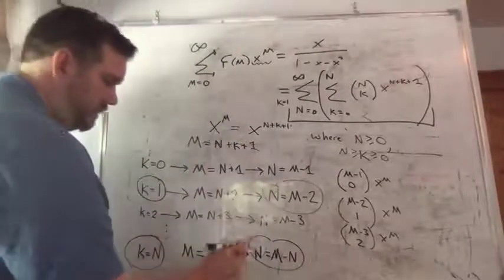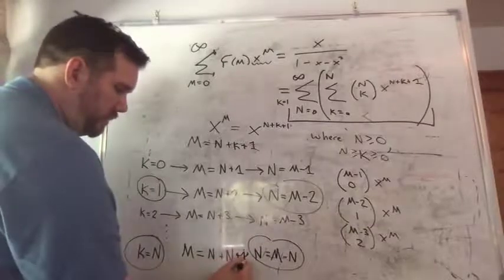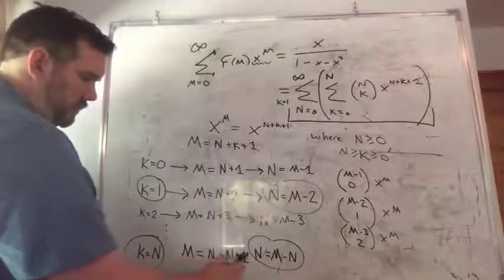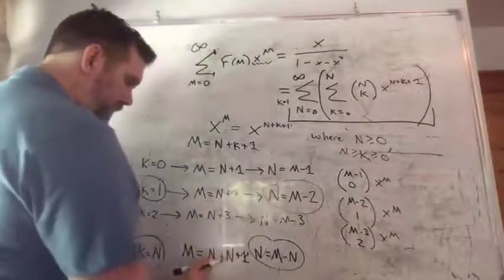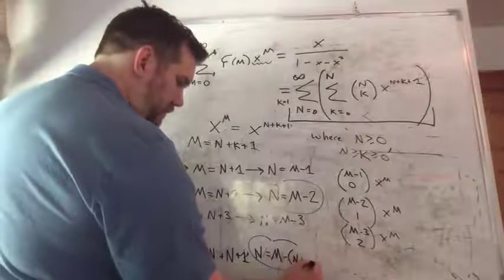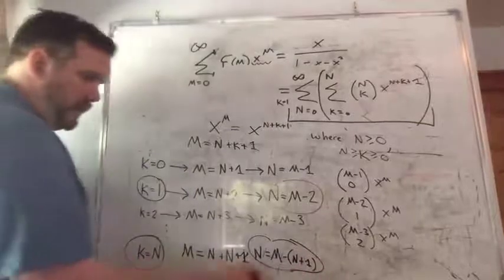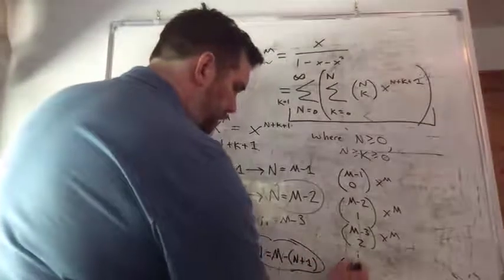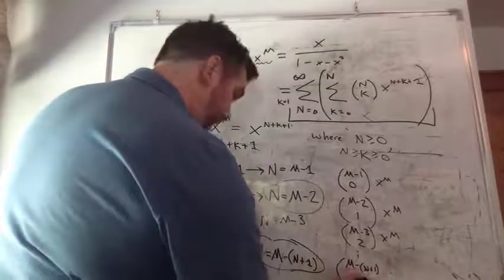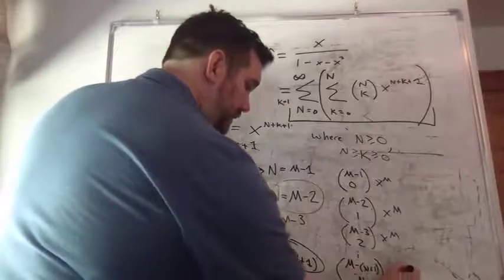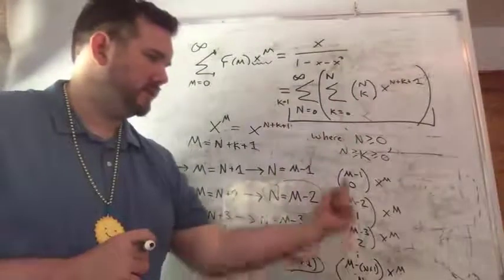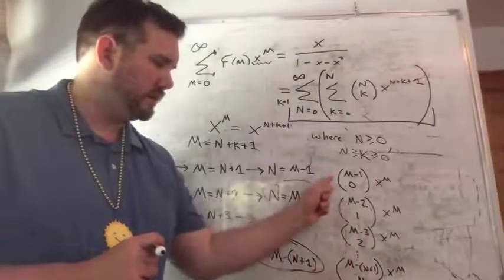Sorry, this should be n plus 1. That's really important because it's n plus k plus 1. So k is equal to n, m is equal to n plus 1. So that means that n is equal to m minus n plus 1. So at the very end, I'm going to have an m minus n plus 1 choose n x to the m term. So when I write it out this way, all of the different coefficients that I could get on x to the m can be expressed in this pattern.